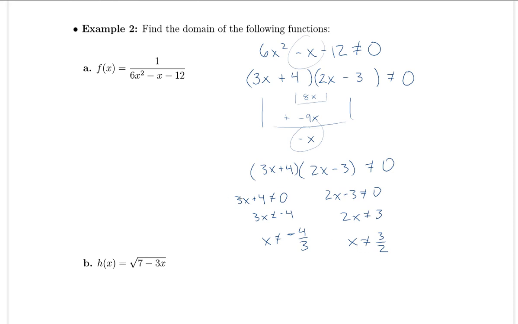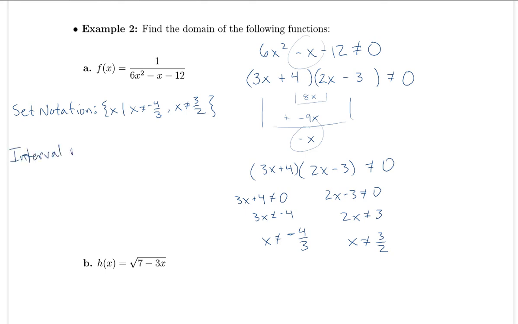All right, so there's different ways that you can express these domains, right? And we talked about this in our video notes. So if I did set notation, then in set notation, you're just going to do this: x such that x is not equal to negative 4/3, and x is not equal to 3/2.